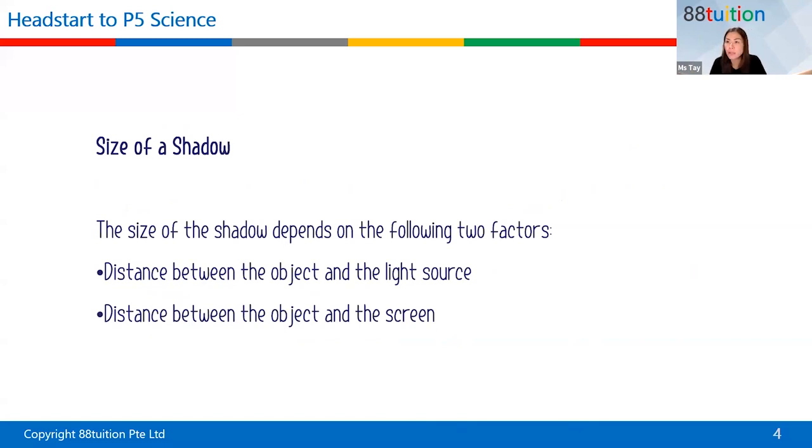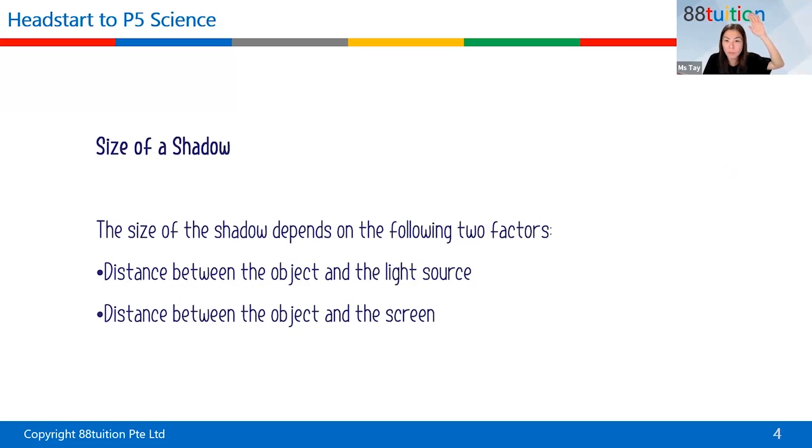Okay, so shadows, things you need to learn about shadows. Remember, shadows can be very big, can be very small. So the size of the shadow depends on the following two factors. Number one, distance between object and the light source. Then distance between object and the screen. Do you still recall? How many of you still remember all this from school?